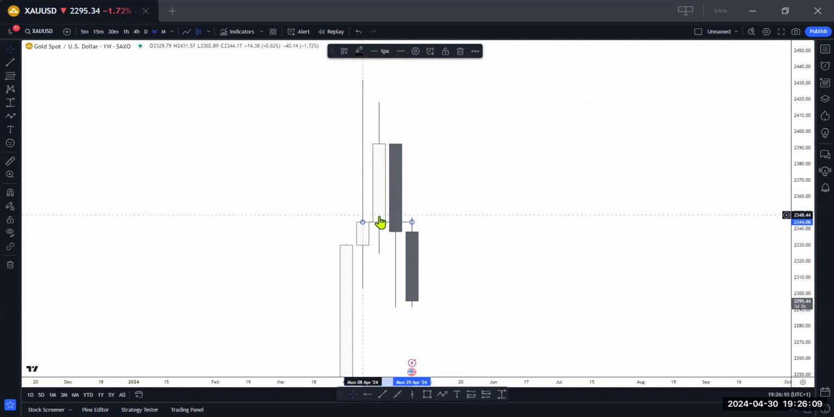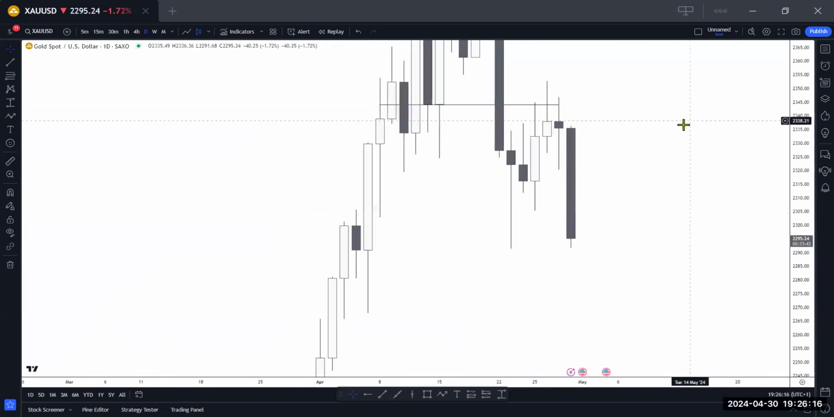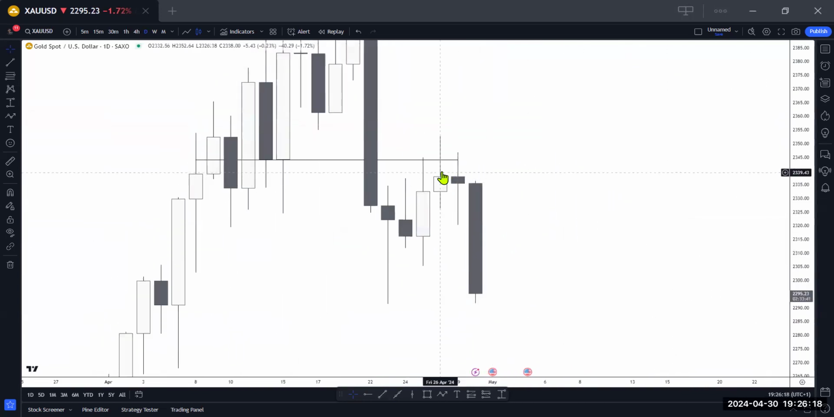So the idea is to wait for daily rejection, right? So this candle on Friday gave us that daily rejection. We had that drop, tapped and then dropped, right? So we tapped and then we dropped. So from the weekly, this is a weekly storyline level.